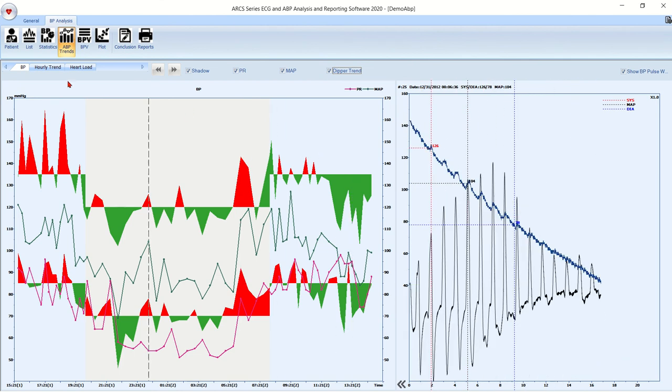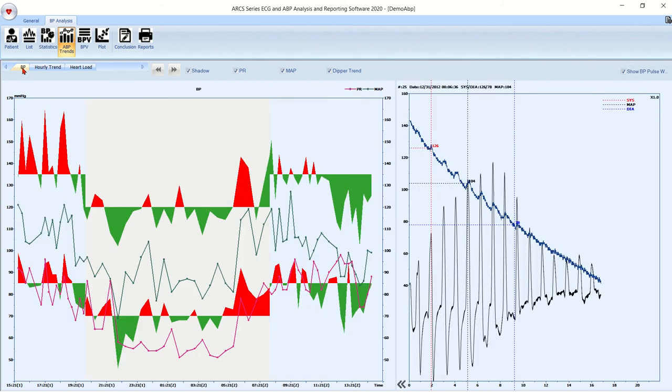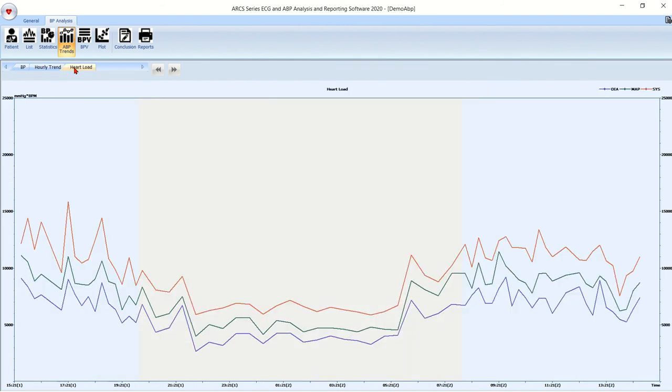green, etc. The hourly trend is the hourly trend based on pressure hour by hour, not all the individual readings, which is what we have in the blood pressure. And then the heart load, that's measured in millimeters of mercury, the heart load or pressure as measured from each of the individual readings and then plotted out as you see it here.